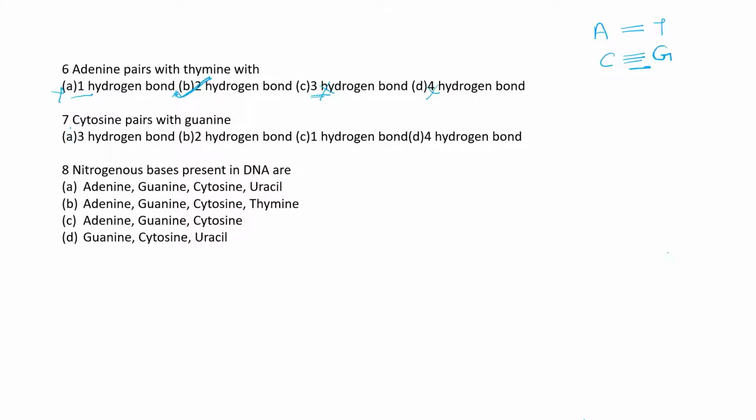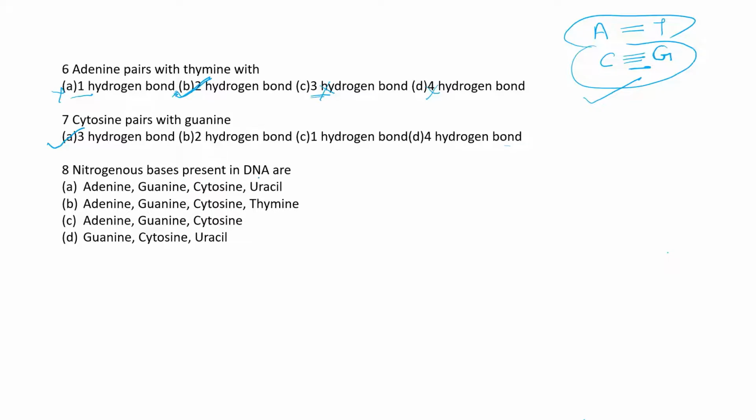Similarly, the seventh question says cytosine pairs with guanine. Options are 3 hydrogen bonds, 2 hydrogen bonds, 1 hydrogen bond, 4 hydrogen bonds. So refer to this fact: here it is cytosine and guanine. Cytosine and guanine are attached by 3 hydrogen bonds. So the correct option is this.